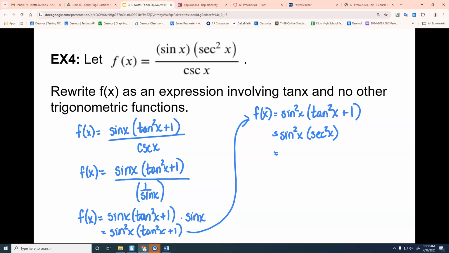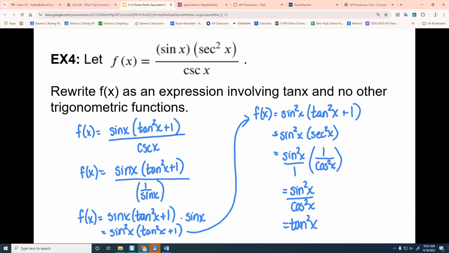Well, that's where I just came from, though. That's what I just had. Sine squared x times 1 over, are y'all seeing it? That's over 1. Multiply it together. Sine squared x over cosine squared x, which is tangent squared x. Finally, we have made it there.